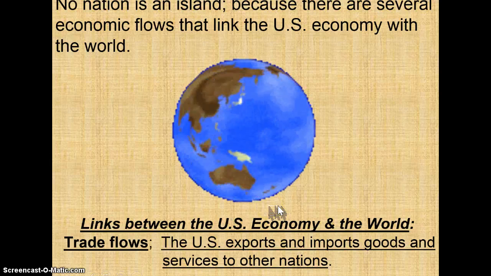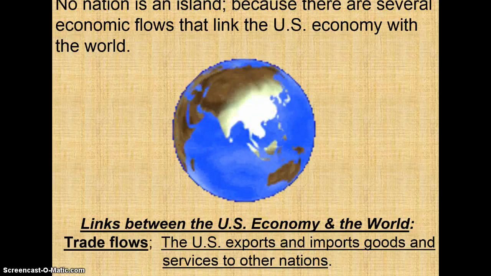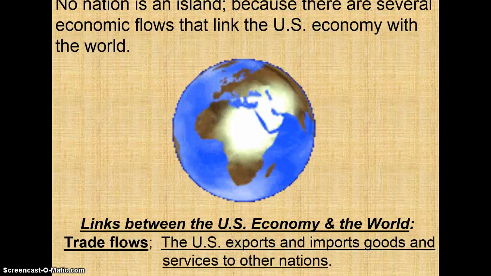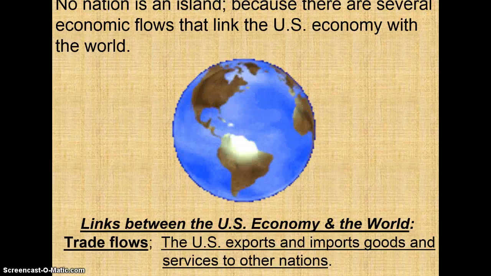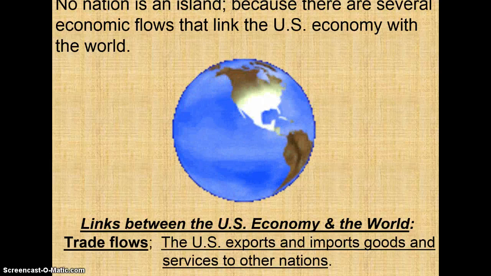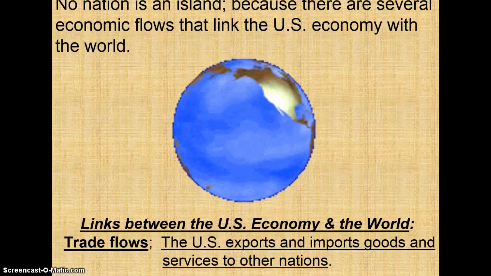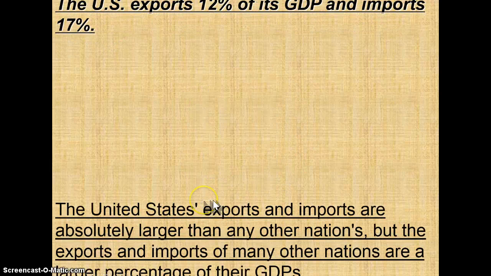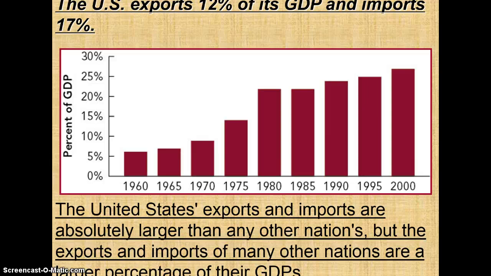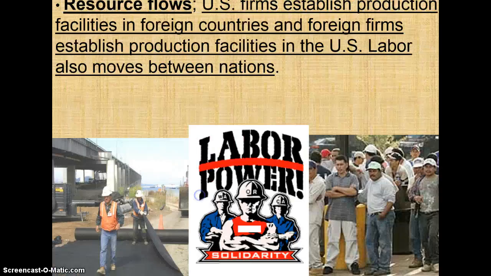No nation is an island because there are several economic flows that link the U.S. economy with the world. The first flow is trade flows. The U.S. exports and imports goods and services to other nations. Exports are 12% of its GDP, imports 17%. The U.S. exports and imports are absolutely larger than any other nation's, but the exports and imports of many other nations are a larger percentage of their GDPs.